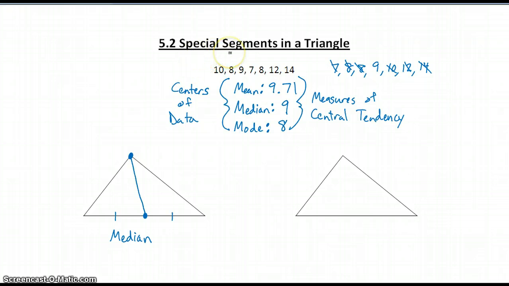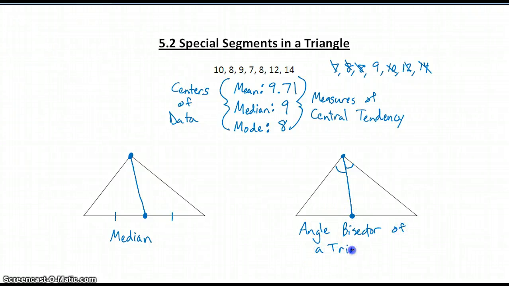Another special segment that tries to find the center of a triangle starts at a vertex and connects to the opposite side, but as it connects to the opposite side, it bisects the angle. It bisects this vertex. This is called the angle bisector. And to separate it from any old angle bisector, we're going to call it the angle bisector of a triangle.